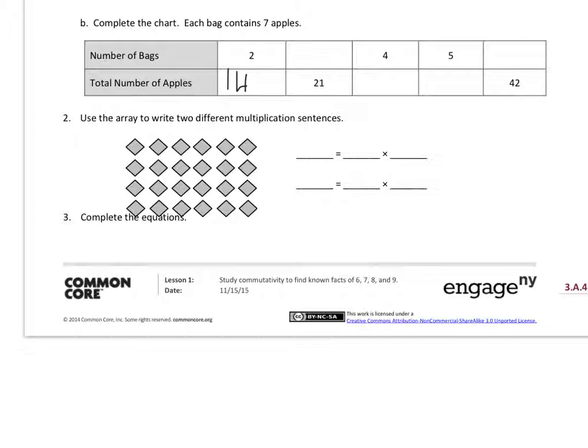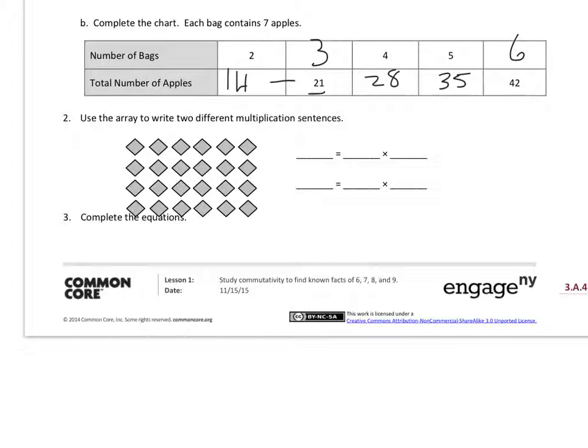If you have 21 apples, that's going to be 3, 4, so if I add 7 to 21, that's going to give me 28. If I add 5, that means 7 more. 28 plus 7 is 35. And then if this is 1, 2, 3, 4, 5, 6, there we go.